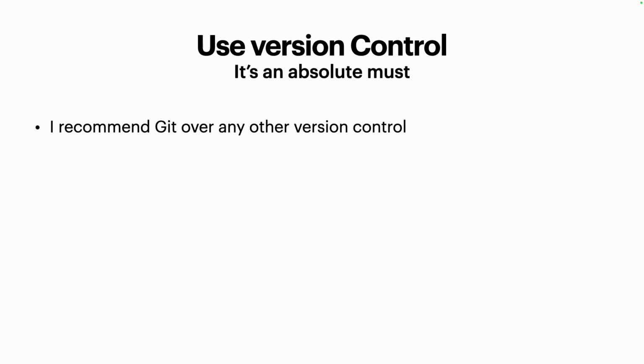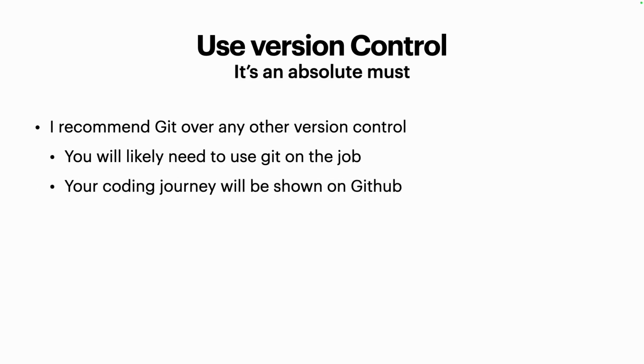It's way better than any other type of version control, and you're likely going to need to know Git anyways if you're getting a job in computer science. So we're going to demonstrate Git a little later. Your coding journey will be shown on GitHub if you choose to publish your repository to GitHub. They'll have this nice chart that shows all the commits that you've made, and it's really nice.